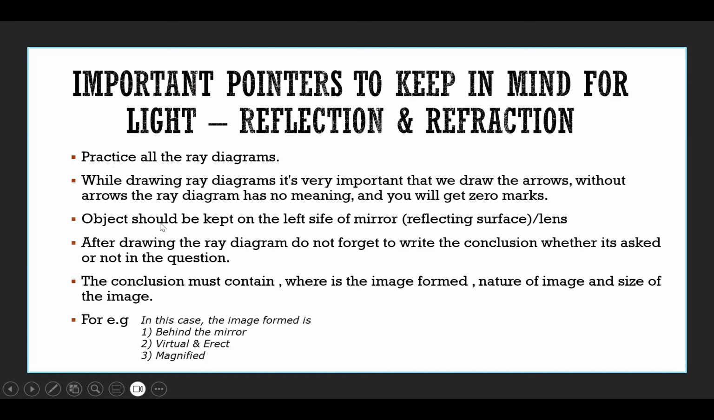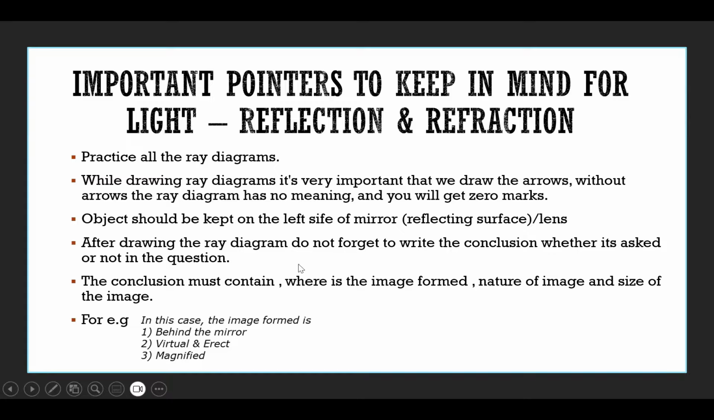All the objects when we are drawing the ray diagram should be kept on the left side of the mirror, or if it is a lens diagram, then on the left side of the lens. After drawing the ray diagram, please do not forget to write the conclusion, whether it's asked in the question or not asked in the question.